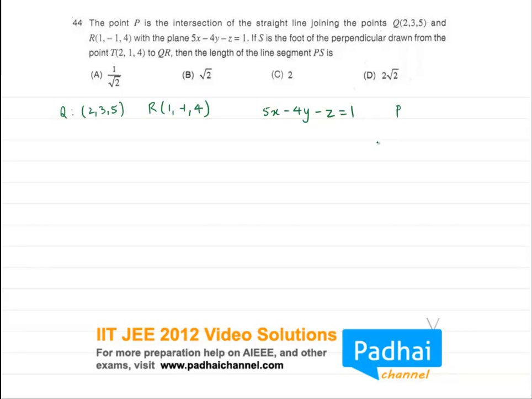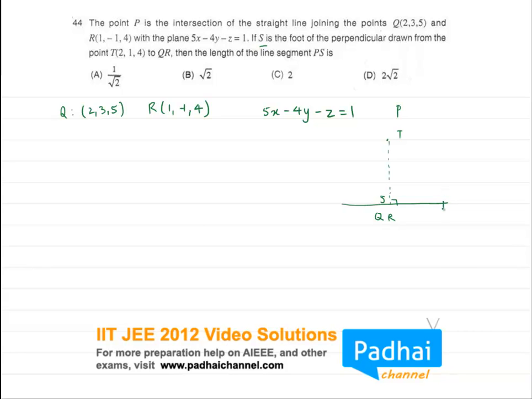So the point of intersection of the line and the plane is given to be P. Going further, it says that if S is the foot of perpendicular drawn from the point T to the line QR, let's say this is the point T which is given, and this is the line QR. The foot of perpendicular drawn from T will be something like this, and this point is S. Obviously, if this is the foot of perpendicular, this will be a perpendicular line.